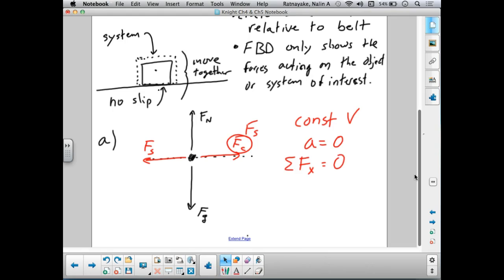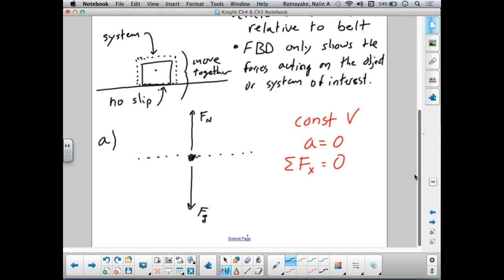So if we already use the frictional force over here to be pulling the crate, we can't just make up another frictional force on the other side because we're out of forces. There are no other forces left on this object. So actually, in actuality, these are the only forces that are acting on the crate when it is moving along at constant velocity.